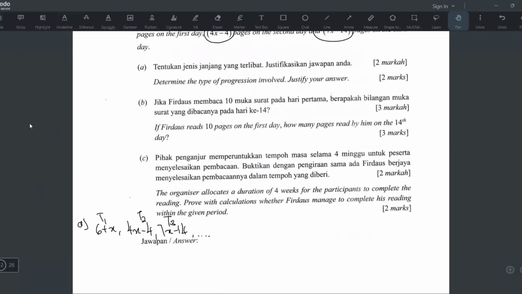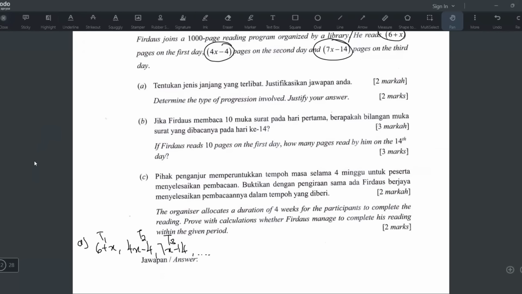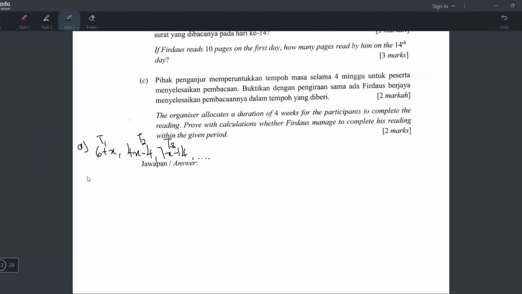I don't think it's geometric because when you divide this one by this one, I don't think you can simplify it. Maybe you can factor and cancel a bit, but I don't think the ratio will be the same. So I think it's arithmetic. But if you want to prove it, you have to find the difference. You find D1, the common difference, by taking T2 minus T1, and D2 by taking T3 minus T2. If D1 and D2 are the same, then confirm it is arithmetic.